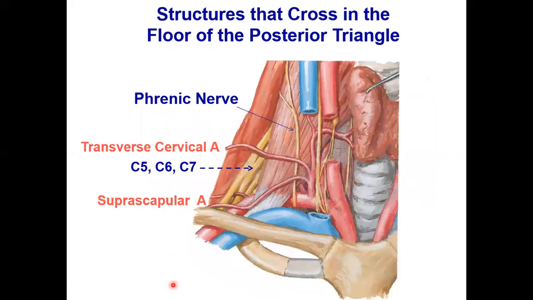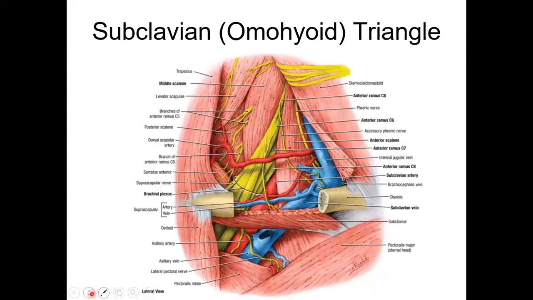Let's see, structures that cross in the floor of the posterior triangle. Okay, so important structures that you can see here are your phrenic nerve, your transverse cervical artery, as well as your suprascapular artery, which are both branches off of that thyrocervical trunk. Your subclavian triangle is also known as your omohyoid triangle because of that omohyoid inferior belly creating that border for the triangle.